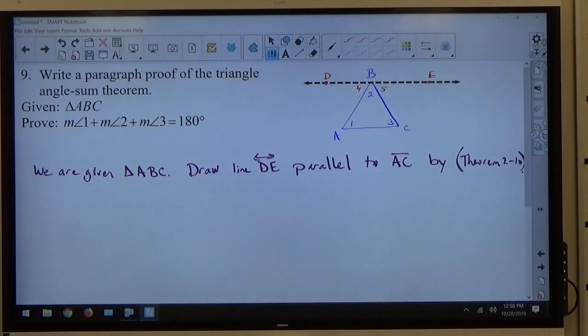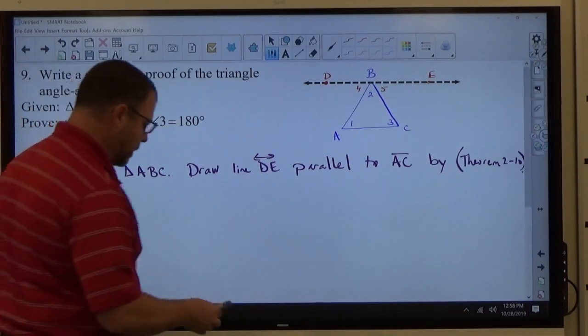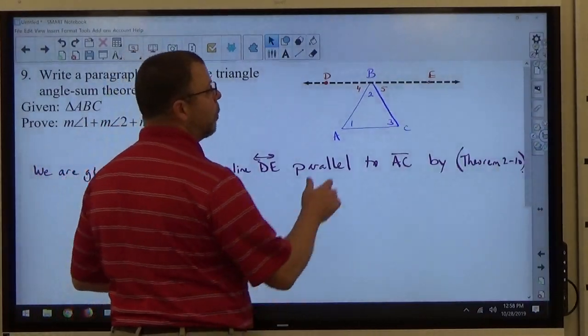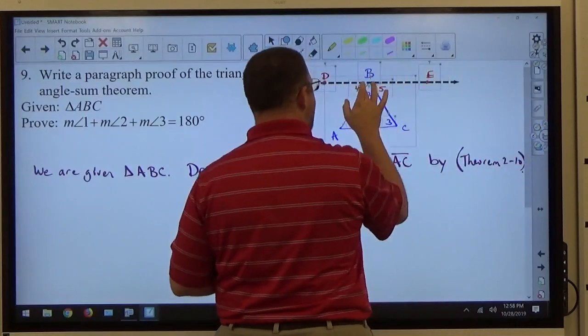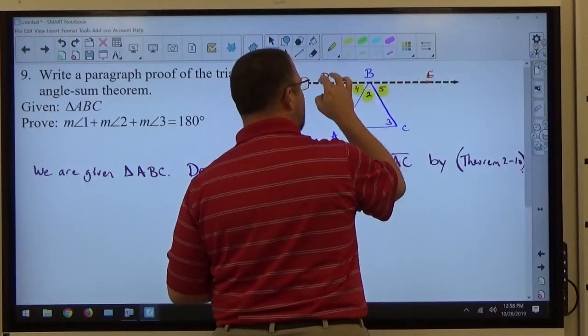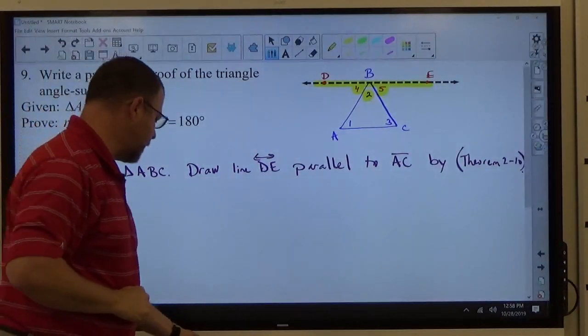On the test, obviously you have your theorem postulate sheet, so you'd be able to get the exact theorem number there. At this point then, I want to prove an equation, something equals 180, so I'm looking at this picture to ask myself, does anything in this picture equal 180? And I can see that those three angles form this one straight line, so therefore 2, 4, and 5 make 180, right?